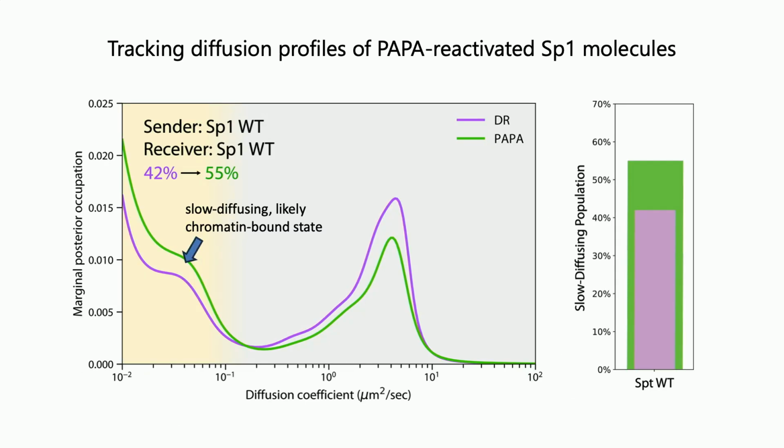And when these molecules interact, we can see that there is an enrichment in the population that is bound to chromatin, and a decrease in the populations that are diffusing. And so it's really the population of SP1 that is binding to chromatin.